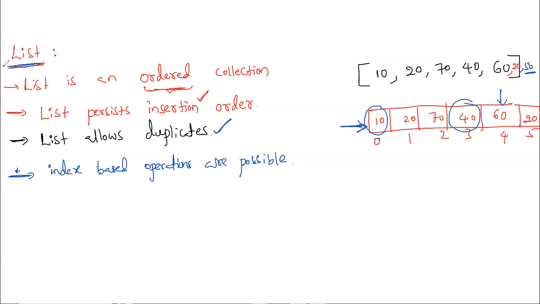Does the list allow only homogeneous elements or heterogeneous elements also? Heterogeneous elements as well. It means if you want to store a list of elements, they are not only of a similar data type. We can go for multiple types as well: some numbers, some characters, some floats, some strings. All those things are possible.